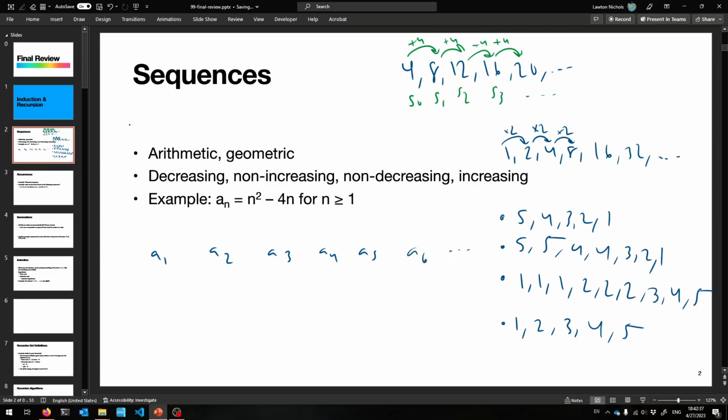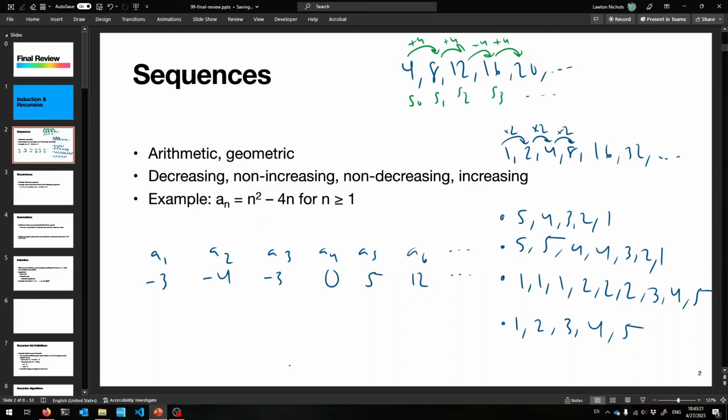But how does it work? You just take this 1. It's 1 squared minus 4 times 1, so that's negative 3. Then for 2, it's 2 squared minus 4 times 2, so it's 4 minus 8, so negative 4. For 3, 9 minus 12, so negative 3 again. Interesting. Then we have 4: 4 squared minus 4 times 4, that's 16 minus 16, that's 0. And then we have 25 minus 20, that's 5. 36 minus 24 is 12. And so it keeps going after that as well.